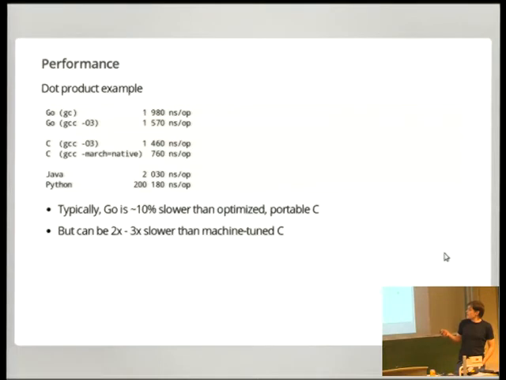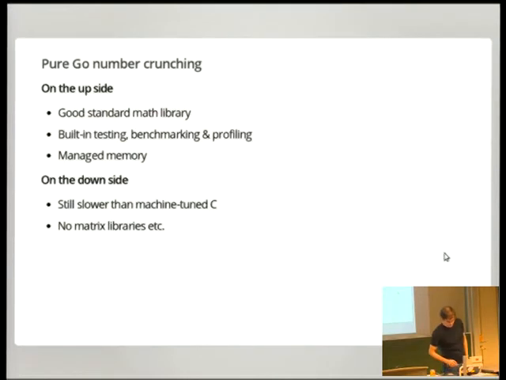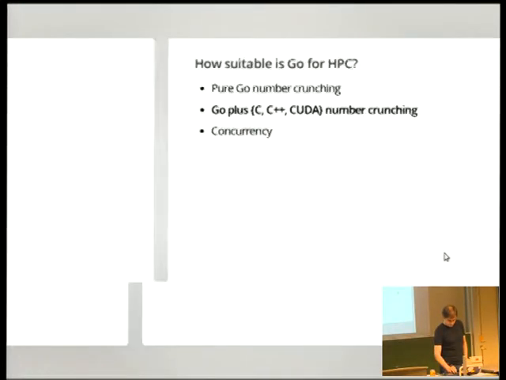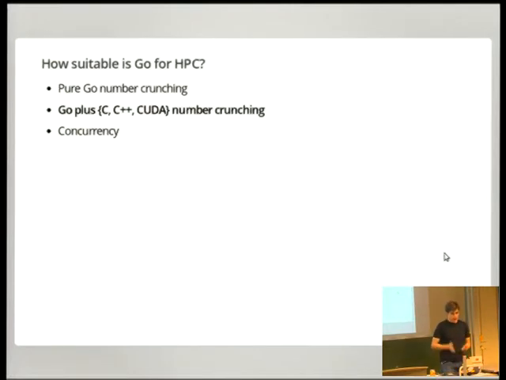However, it can still be several times slower than really machine-tuned C code. So that's a trade-off you make. Though it's fast enough for everyday use, it's probably not a good idea to write the next LAPACK in Go. So we'll just take that from elsewhere. Okay, so number crunching in pure Go is quite okay because there's a lot of built-in stuff. The managed memory really cannot be overstated, but we'll have to get our really high performance libraries maybe elsewhere. So that's the second part.